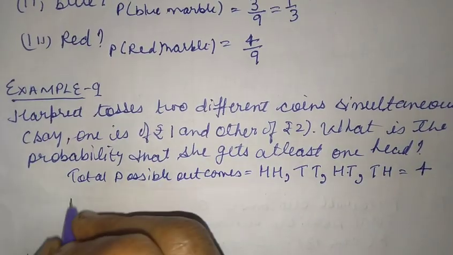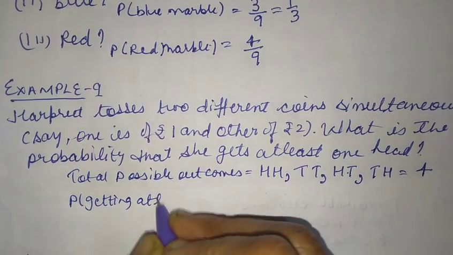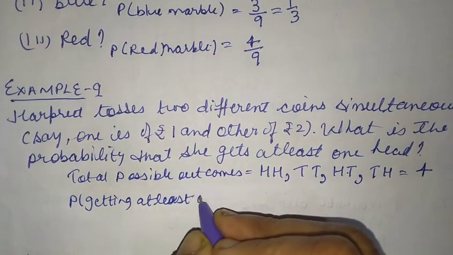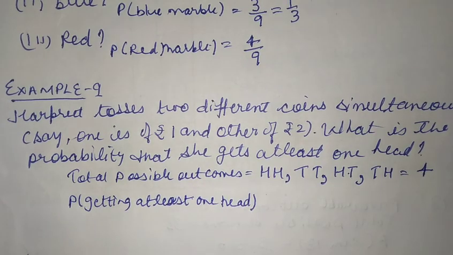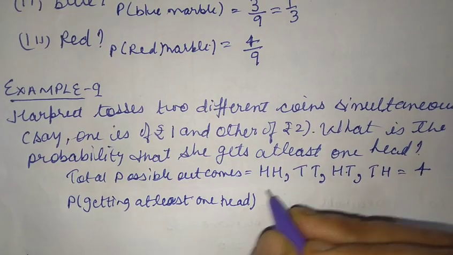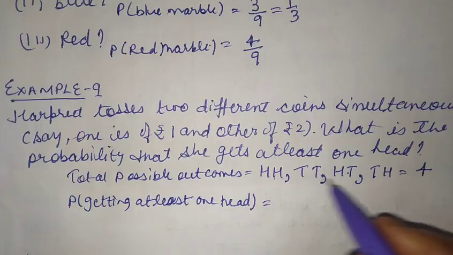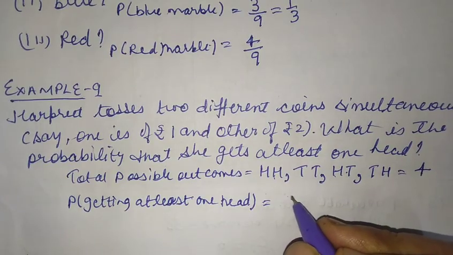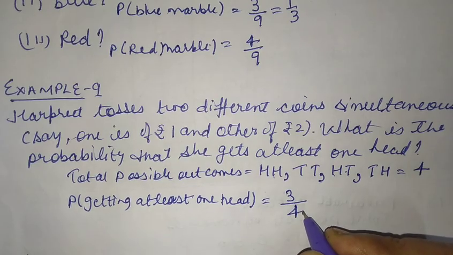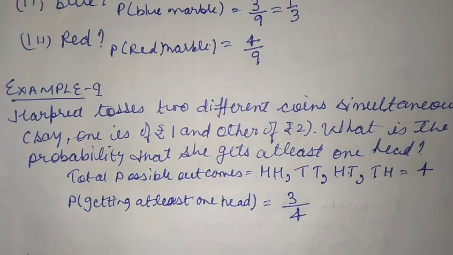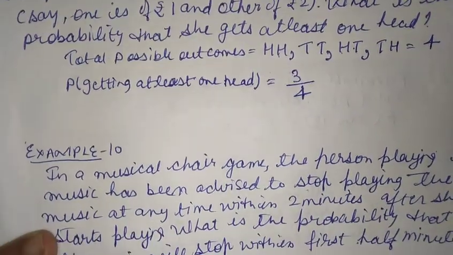Now we have to find the probability of getting at least one head. Getting at least one head means we can have two heads also. So the number of ways we can get at least one head is 1, 2 and 3. The favorable outcome is 3 and the total possible outcome is 4. So the probability of getting at least one head is 3 by 4. This was Example 9. Let us go to Example 10.